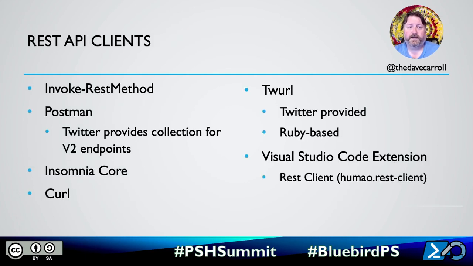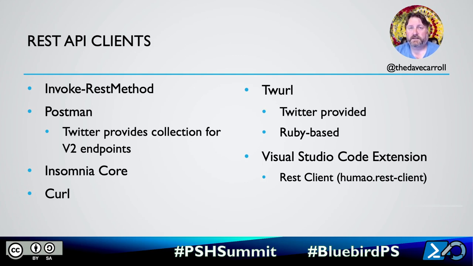Now that we're ready to start working with the API, let's talk about a few REST API clients. You'll want to use one of these to help you as you write your code. So you see the Invoke-RestMethod. That's the one that I mentioned that you probably have already used. Though we can't actually use it up front with the Twitter API because of how OAuth 1.0 actually works. Twitter does provide a Postman collection for their V2 endpoints. So Postman would be probably the best way to start to kind of kick the tires, so to speak. Insomnia Core is actually what I use to do my testing with. You can also use curl, and Twitter provides a version called Twurl, which is Ruby based.